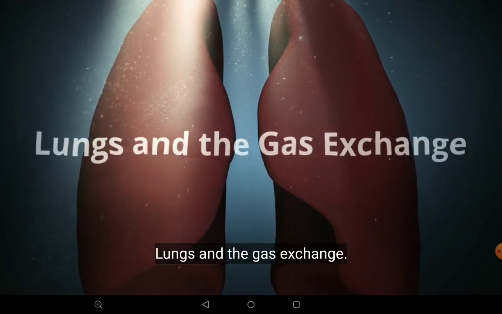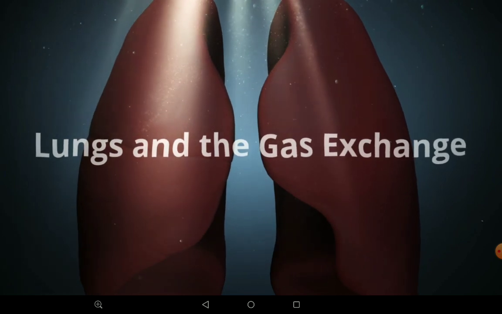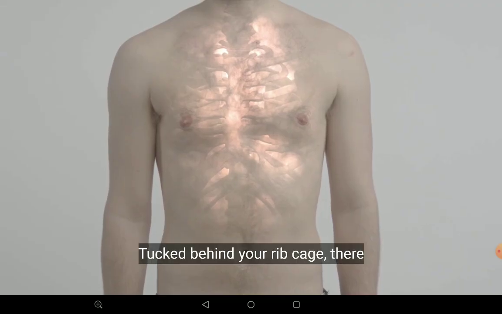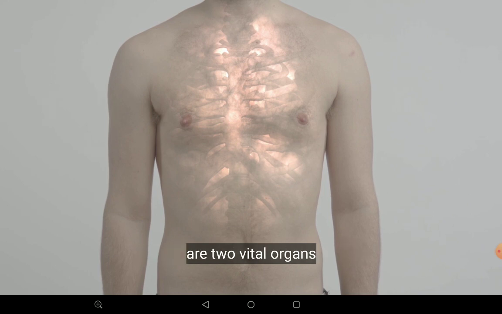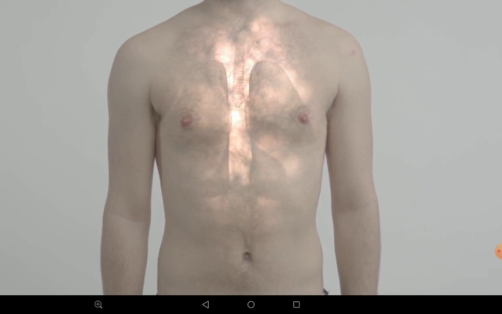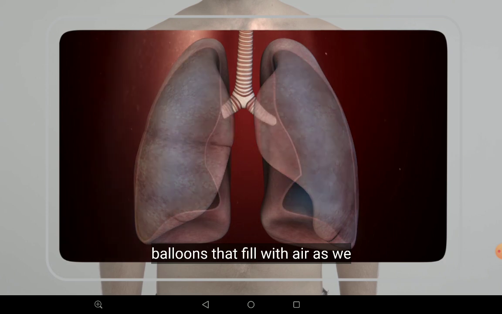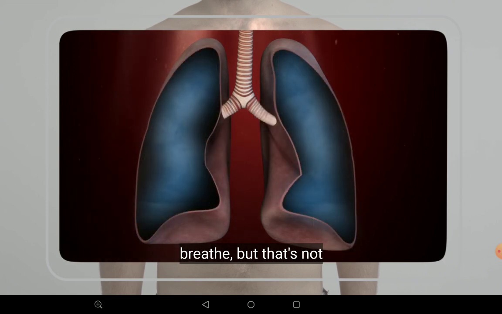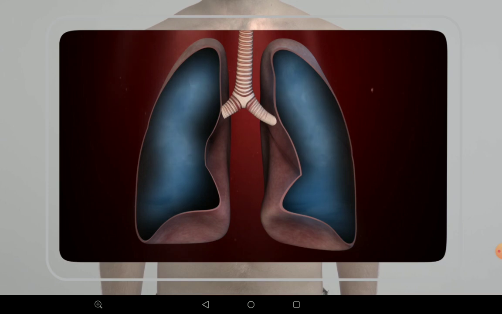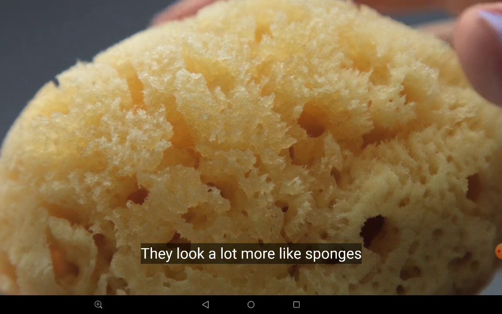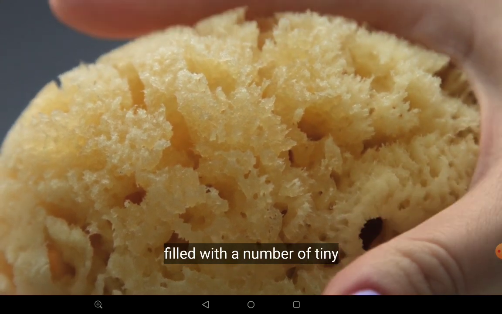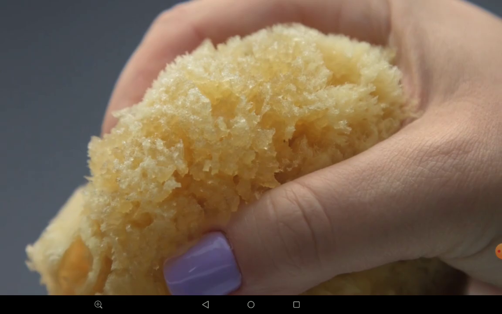Lungs and the gas exchange. Tucked behind the rib cage, there are two vital organs, your lungs. You might picture your lungs as balloons that fill with air as we breathe, but that's not true. They look a lot more like sponges filled with a number of tiny pockets.